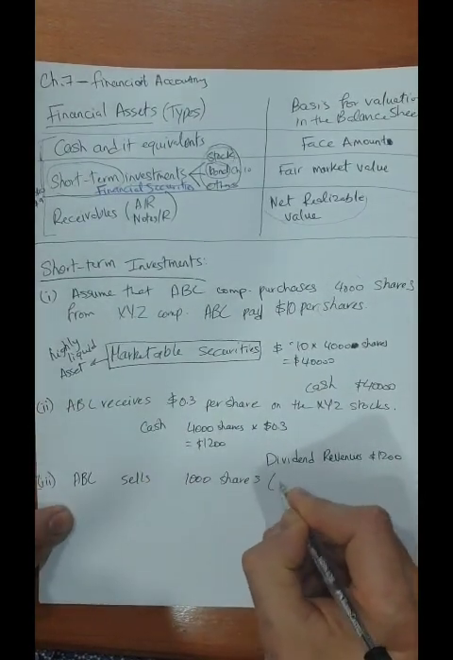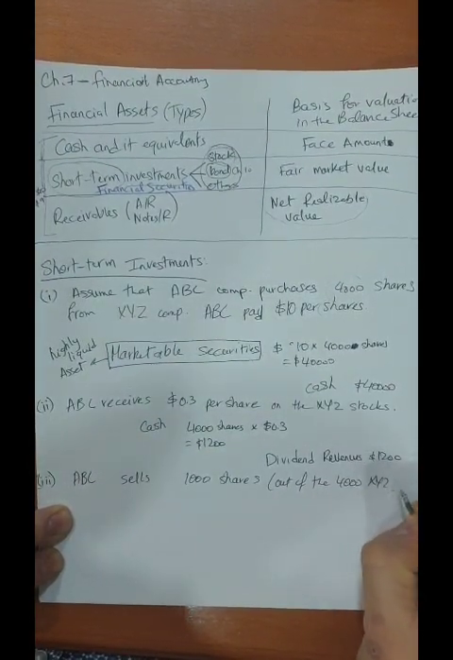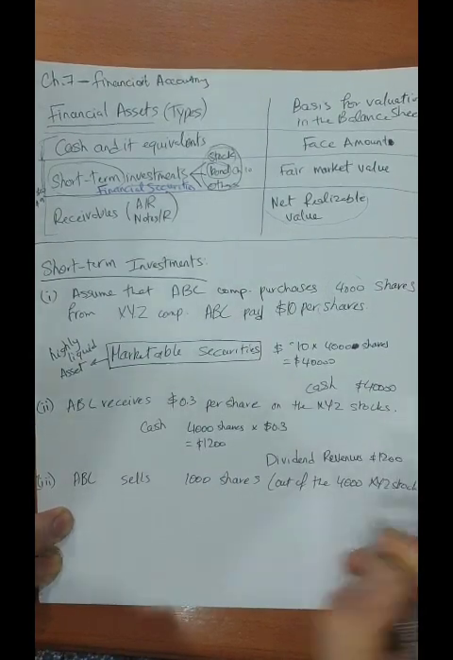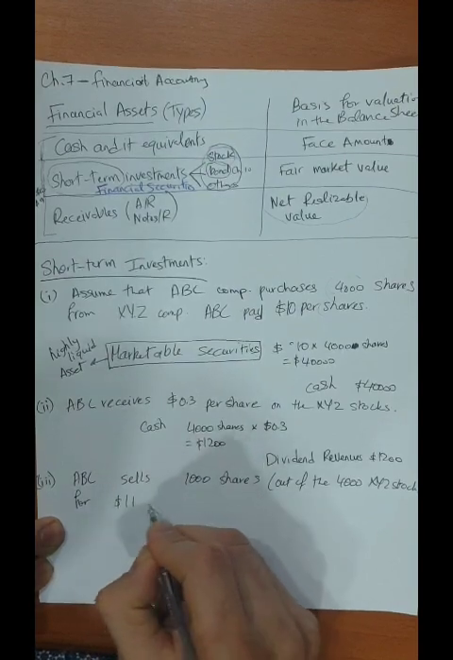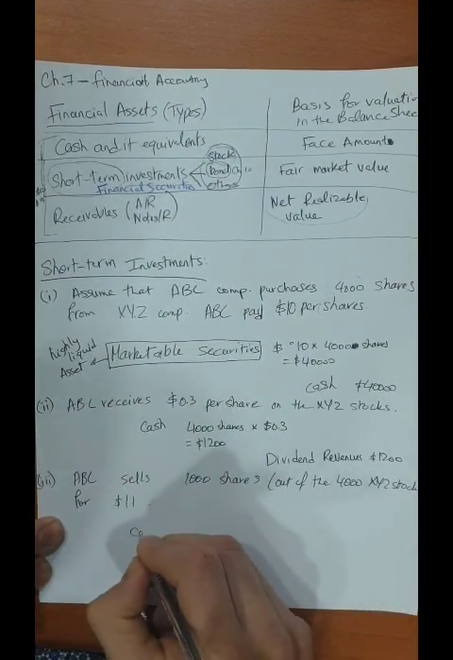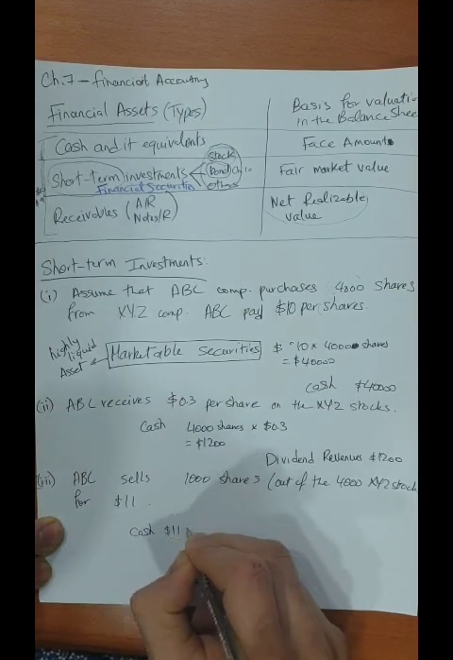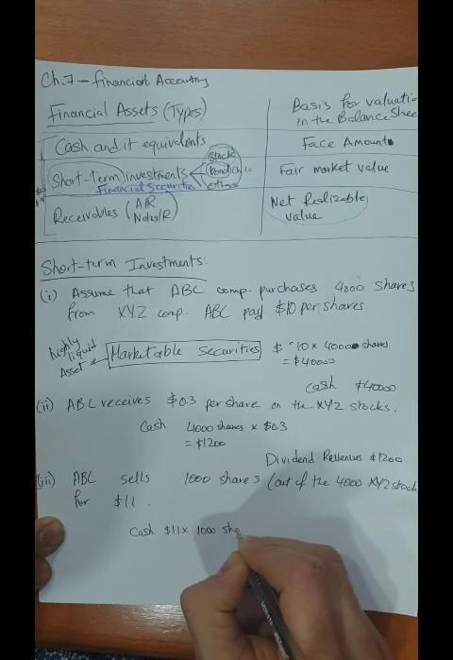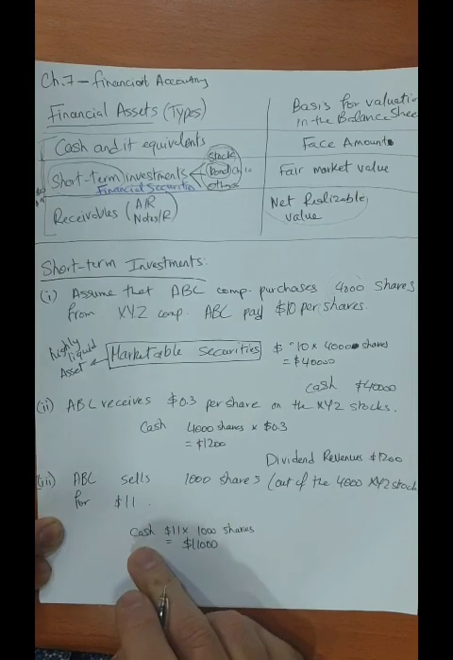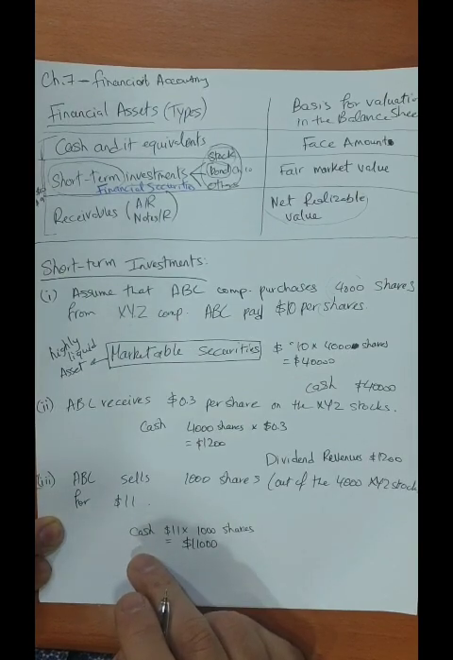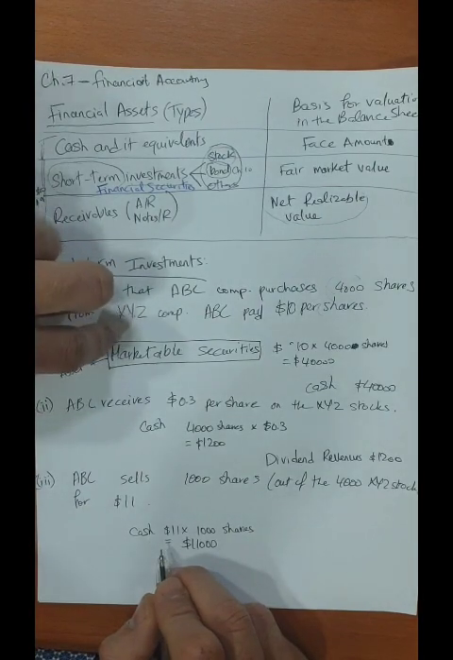Now, number three, assume that ABC sells 1,000 shares out of the 4,000 XYZ stocks for $11 each. So you will receive a cash of $11 multiplied by 1,000 shares. So this is $11,000. And this cash, you received it because you sold some of your assets or your financial assets.